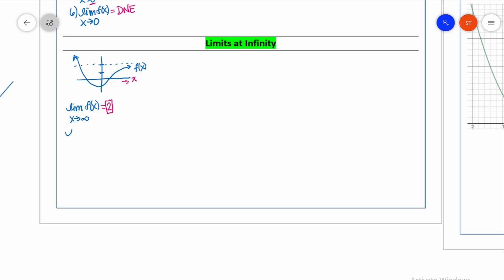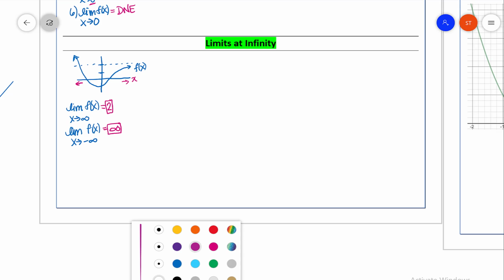Now let's find the limit of f of x as x goes to negative infinity. We're going in the negative direction for the x's, so that's this direction. What's happening to the y's as you go further out in the negative direction? You see how y's keep increasing, and they increase indefinitely, and so we go up to infinity. We could also say that this limit does not exist, but writing infinity there is a little more specific.